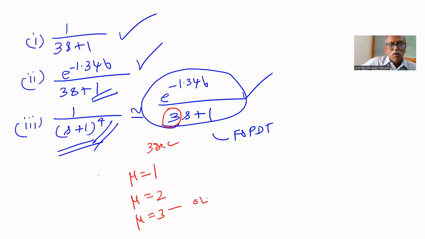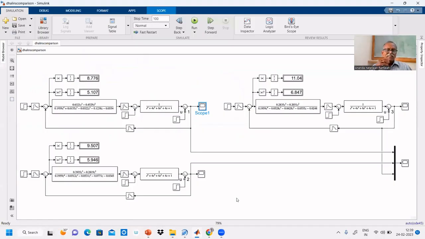In this case, open loop time constant equal to closed loop time constant. The third case: the first two, we reduce the time constant and we will check the response. Now here we have three. The first one is mu equal to 1.